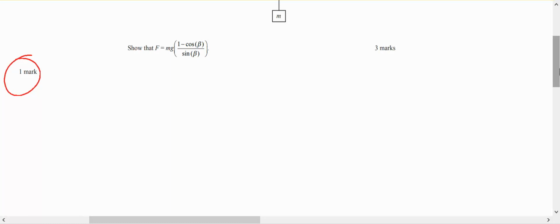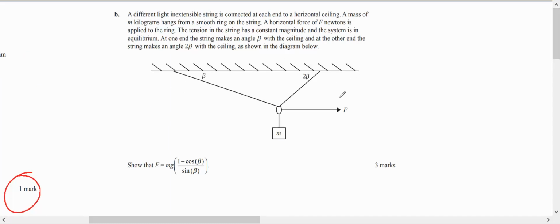In part B, I've got a different string. It's still on a ring, and the tension of the string has a constant magnitude. So this T and this T is identically the same. So I've got to show that F equals that.